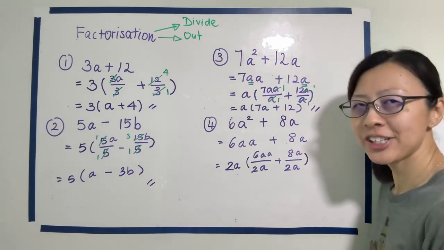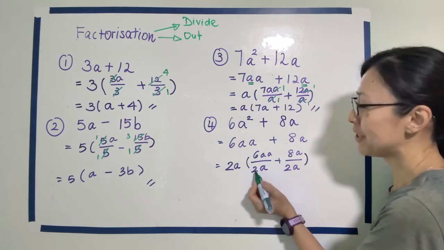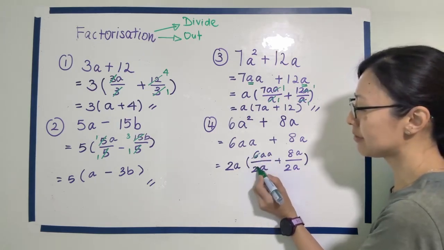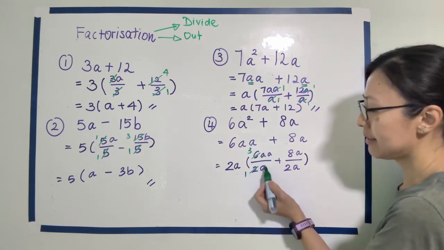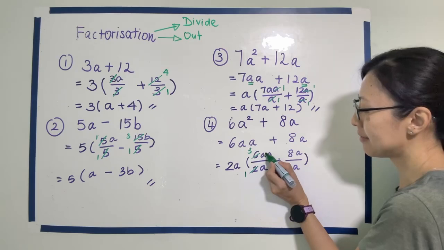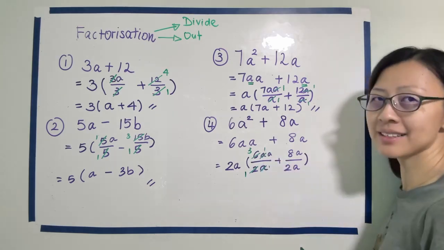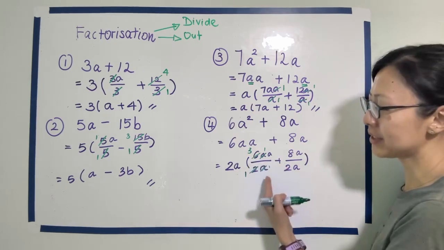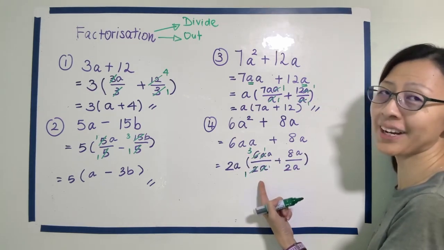In simplification, the first term, let's take a look at the coefficient. Between 6 and 2, we could divide both sides by 2. And this pair of a in the numerator and denominator becomes 1 when we divide both sides by a itself. Okay, so for the first term here, we are left with 3a out of 1, which is just 3a.